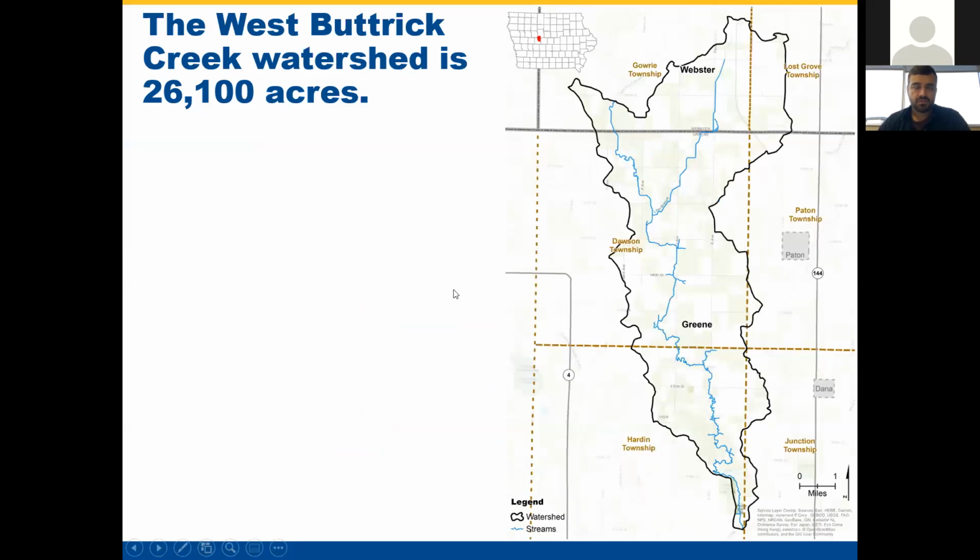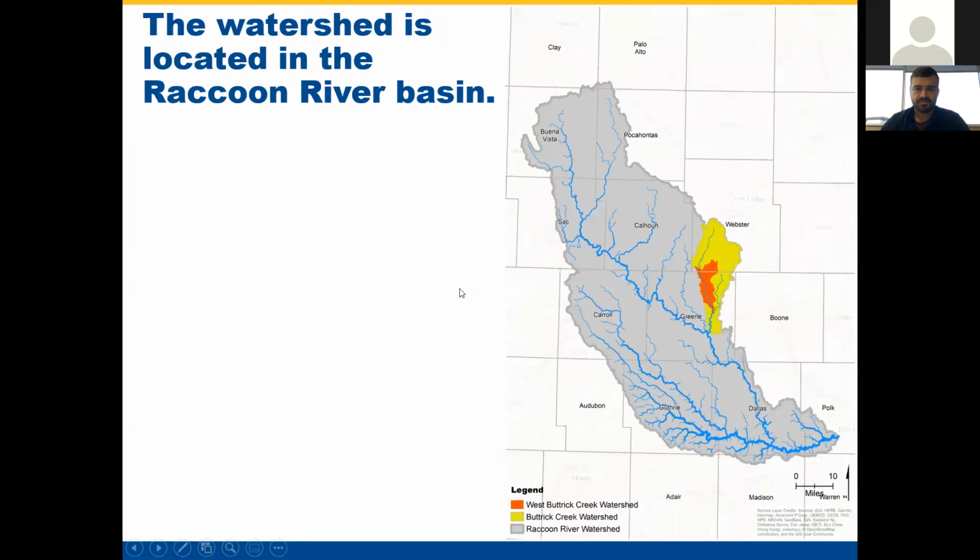So for starters, I'm just going to go over some brief characteristics of the watershed, and then touch on our planning framework and how we do this. West Buttrick Creek, as you can see there, is located just west of Peyton. It's just over 26,000 acres, and the majority of it is in Greene County. You can see the outline of the watershed, as well as the main stem of the stream, that blue line that flows up through the middle of the watershed.